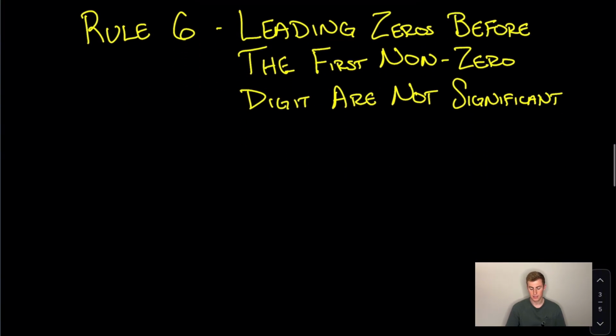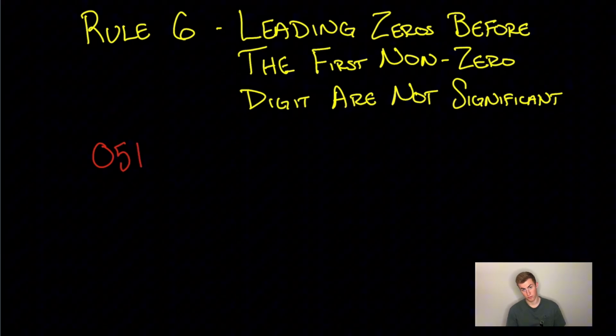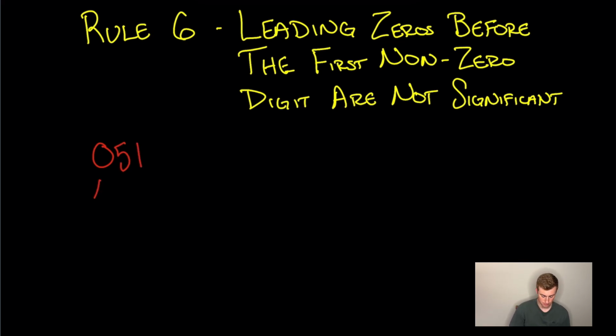Rule 6. Leading zeros before the first non-zero digit are not significant. So let's think about this. Say, for example, I was writing down, normally we don't do this, but say I wrote down 051, and I was talking about the number 51. Well, that 0 is not significant. It doesn't tell us any important information, so this just has 2 sig figs.